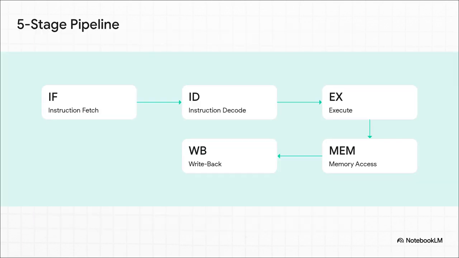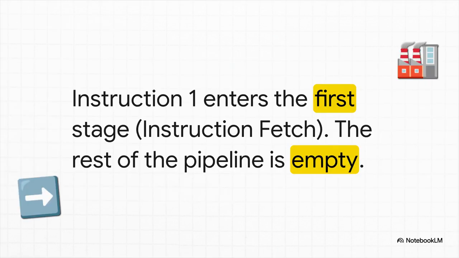So a classic RISC pipeline, for instance, breaks the job into 5 stations on the assembly line. First, you fetch the instruction. Then you decode it. Then you execute the math. After that, you might need to access memory. And finally, you write the result back. 5 distinct steps. So let's watch this happen. On the very first clock cycle, instruction 1 enters the first stage, instruction fetch. The rest of the assembly line is empty, just waiting.